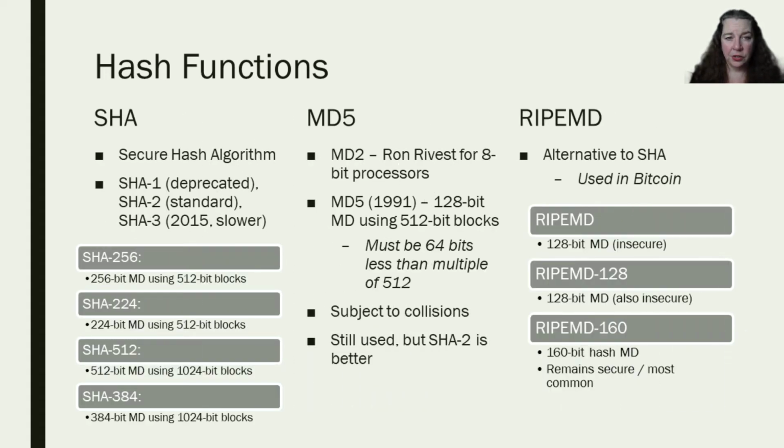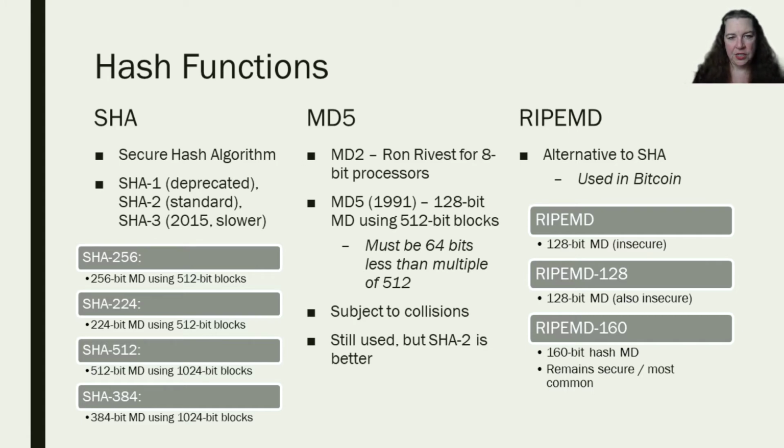Let's discuss a couple of hash functions now. Listed on your screen are three of the common hash functions. Secure Hash Algorithm, or SHA, has three versions currently. SHA-1 has been deprecated. It's not useful anymore. SHA-2 is currently the standard, and SHA-3 was introduced in 2015. It's a little slower than SHA-2, but it may gain steam as time goes on.